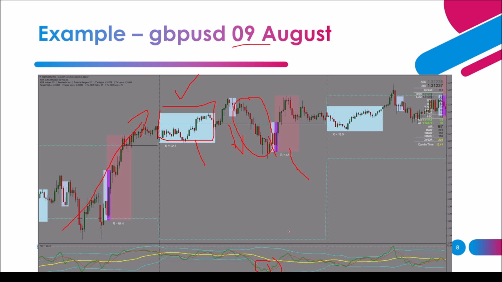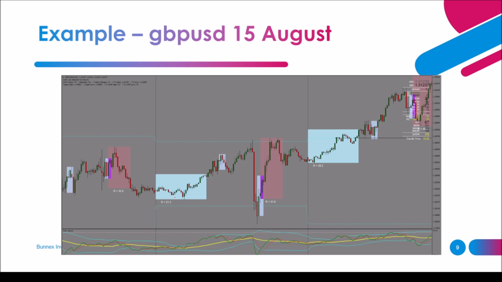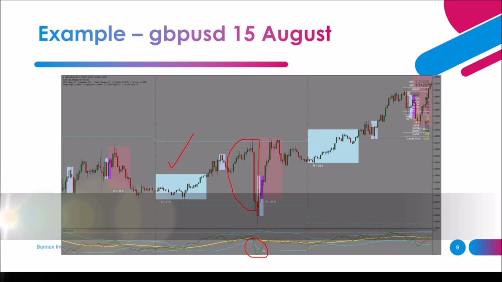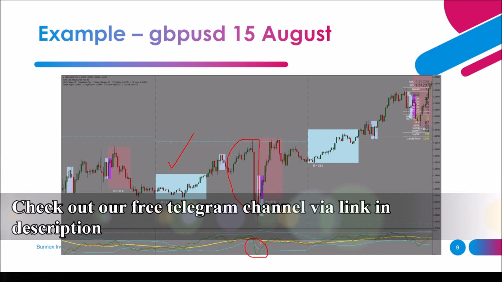Let's have another example. In this particular case, the Asian session was valid. The next thing, the London session was valid. The next thing, a shark fin at the end of the London session was issued. Then a crossover of the RSI line and the signal line was issued like that. And then the market went to the upside basically like that.